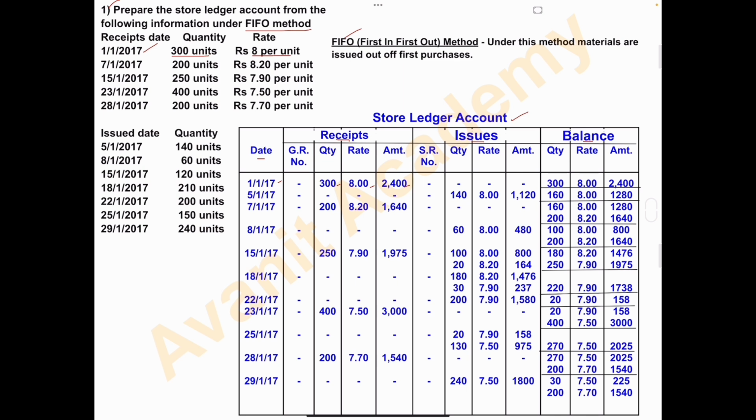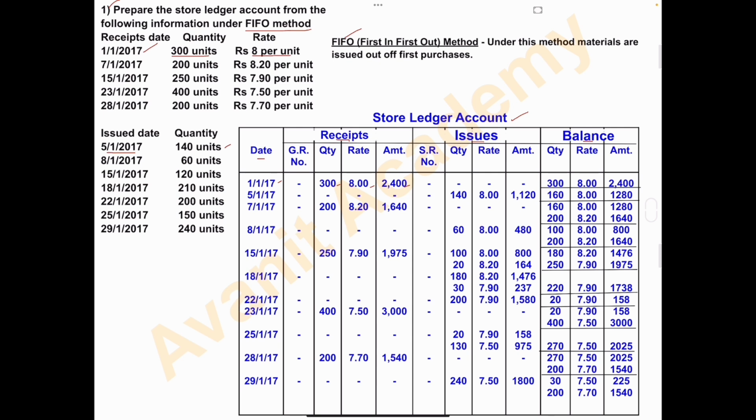On 5th January, 140 units are issued. Okay. On 5th January 2017, how many units have they issued? 140 units. So issued quantity where you will take? In issues column.